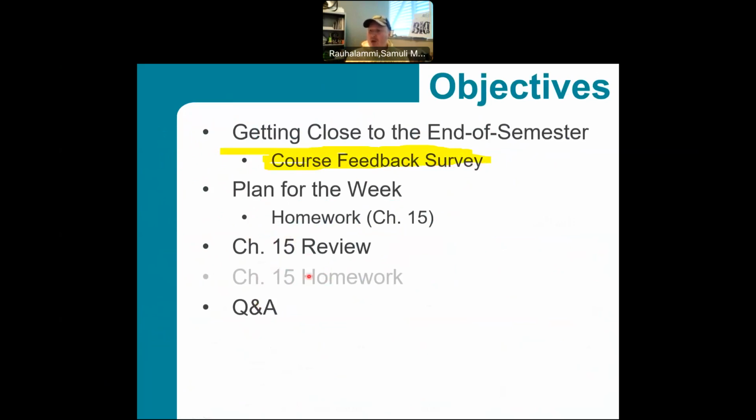Since we've gone through the review of chapter 15 so quickly, I think that gives us a good chance that we can spend a little bit of time having a look at what the homework assignments may entail this week. So let's have a look at that together. Let me just pull up the appropriate screen that I'm going to share with you.